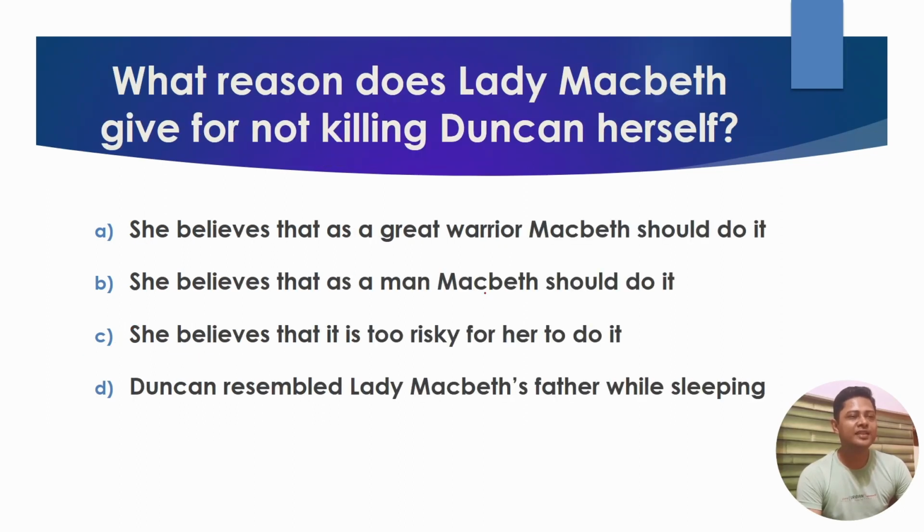The next question is, what reason does Lady Macbeth give for not killing Duncan herself? The first option is, she believes that as a great warrior Macbeth should do it. She believes that as a man Macbeth should do it. She believes that it is too risky for her to do it. So first three options are wrong. So the correct answer is option D. Duncan resembled Lady Macbeth's father while sleeping.